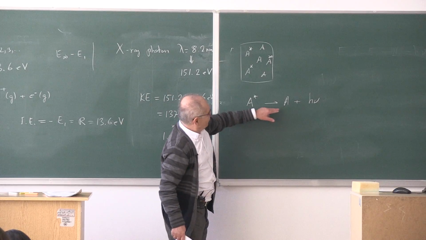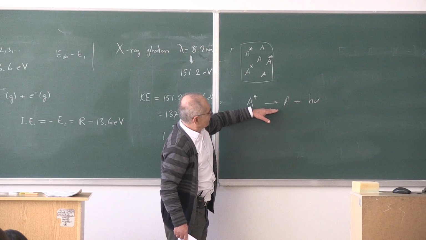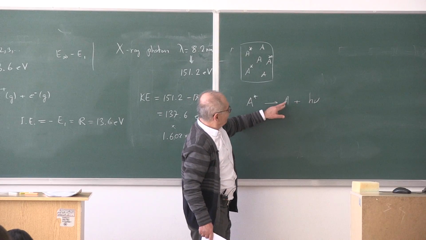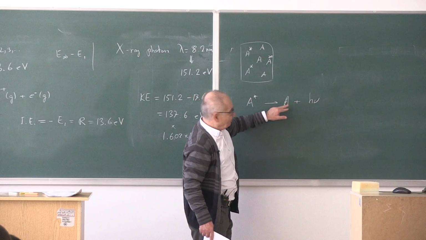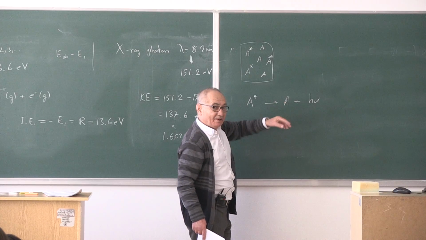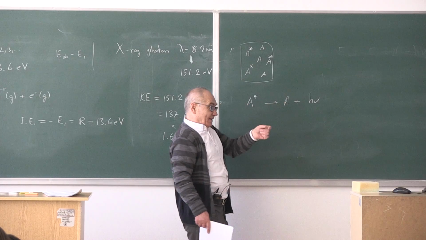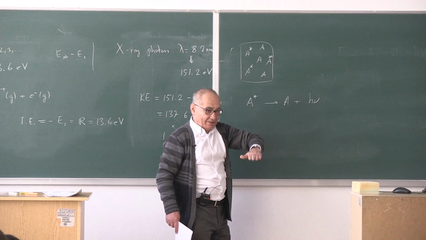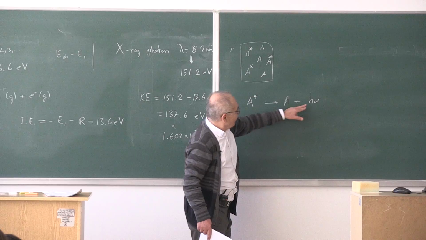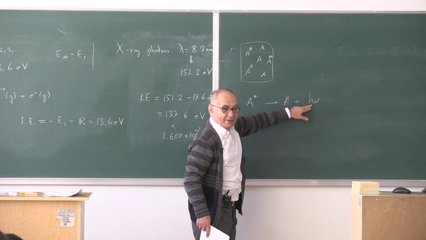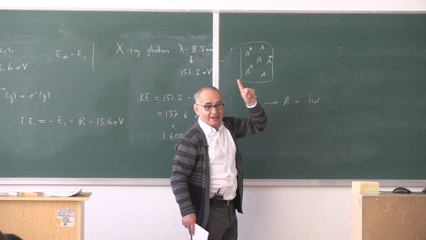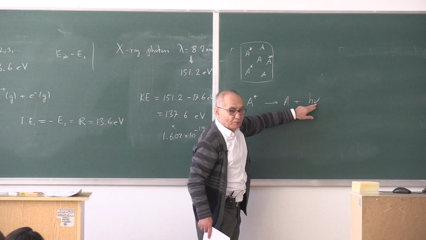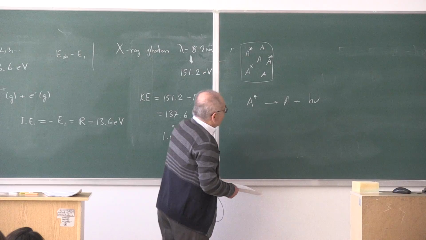So when you look at the product side, you see there are two products. One is A, but the notation indicates that this A is the same molecule, but with a lower energy in the ground level, right? And there is also H times nu. This means a photon, a single photon has been emitted. The frequency of the photon is nu.